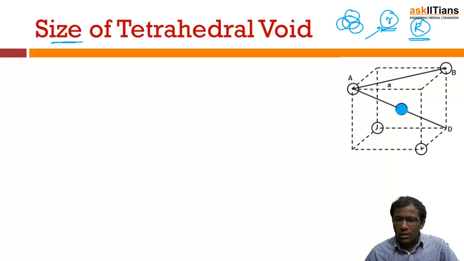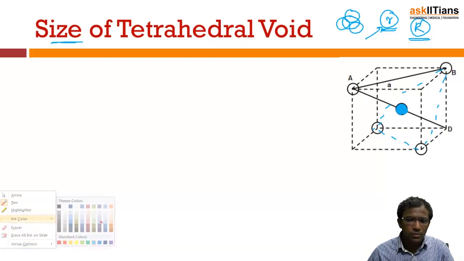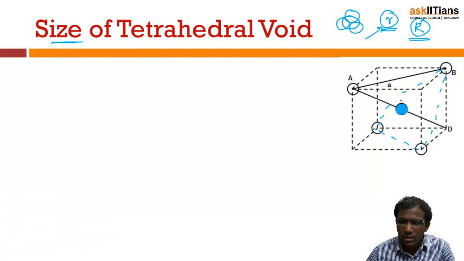We can calculate that, it is not so difficult. So, these three spheres are in one plane, okay, and this is above. If you join the centers of these four spheres, you will get a tetrahedron, a regular tetrahedron. So, this is having a radius r and this is having a capital radius R.